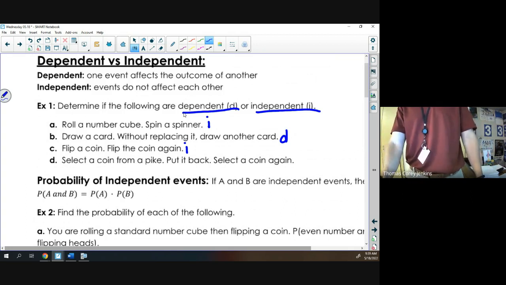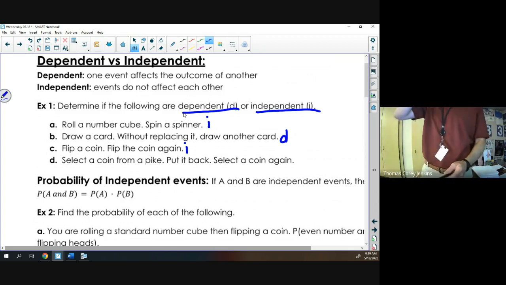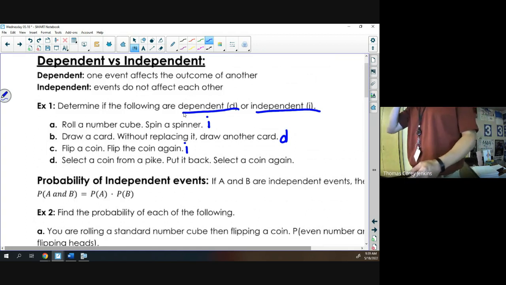And then, does anybody know, is this a typo? Select a coin from a pike. Does anybody know what that means? I wasn't really sure what that meant. Nobody? Nothing? Okay. I don't know what else it would be though. Maybe a pile. Probably pile, I guess. So select a coin, then you put it back, and then select again.